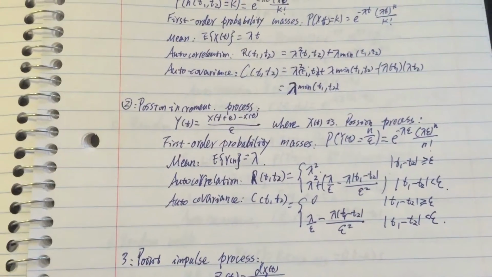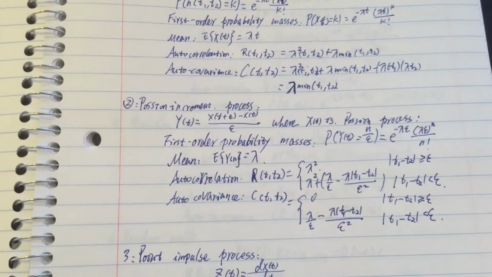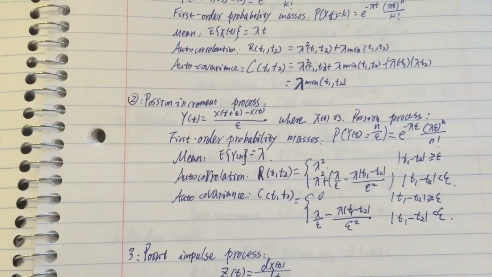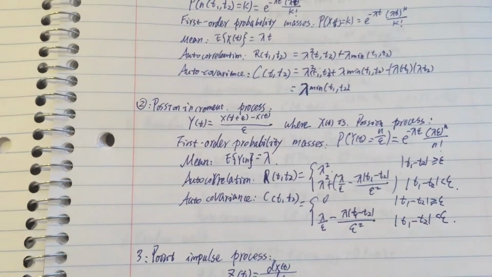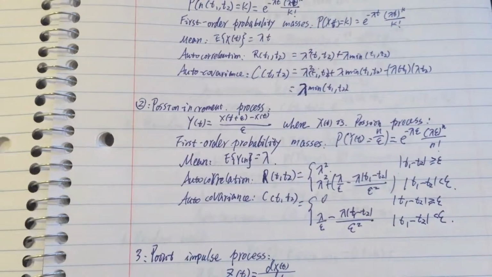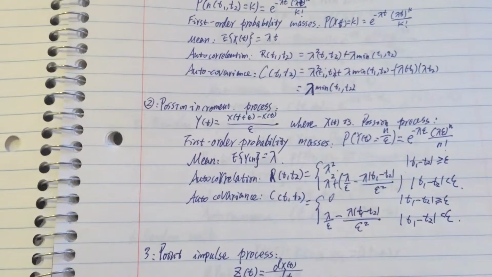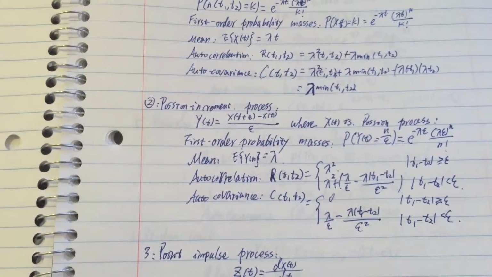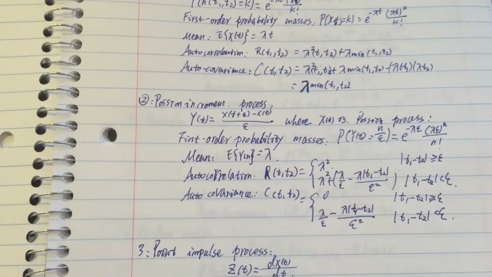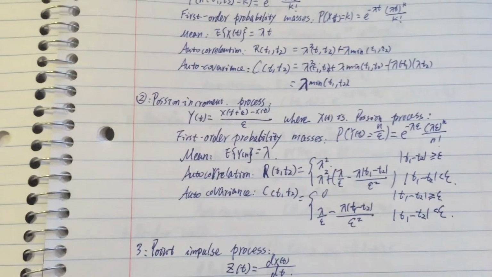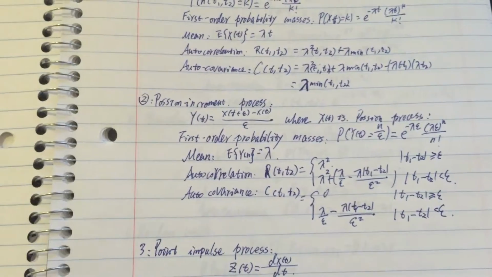The mean is E[Y(t)] equal to lambda, and the autocorrelation is R(t1, t2) equal to lambda squared while the absolute value of t1 minus t2 is larger or equal to e, and R(t1, t2) equal to lambda squared plus lambda over e minus lambda times the absolute value of t1 minus t2 over e squared, only when the absolute value of t1 minus t2 is smaller than e.